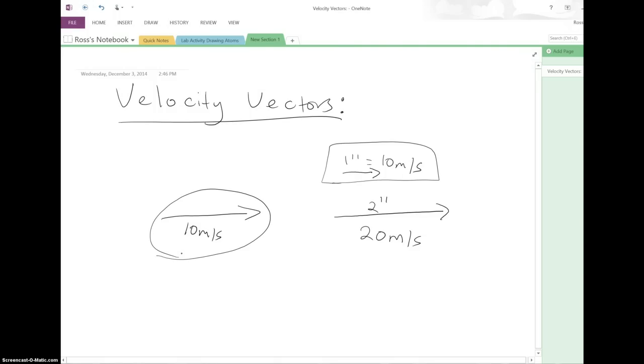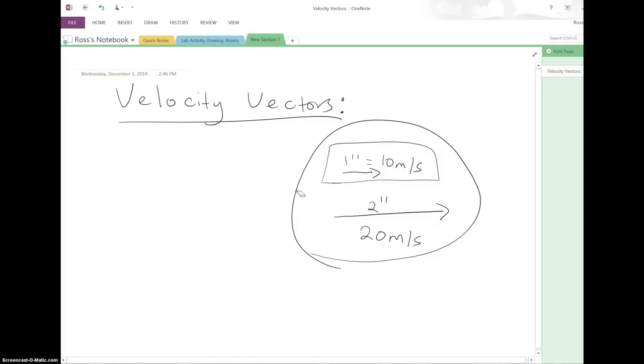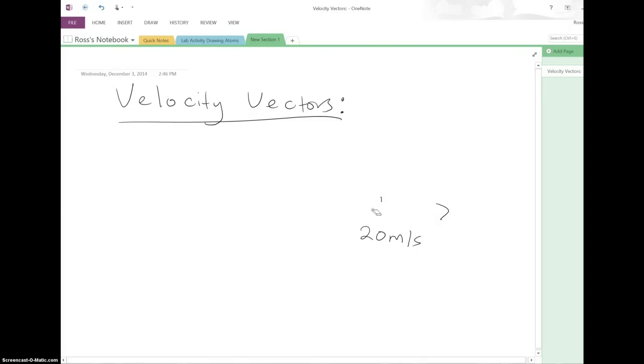So on a quiz or test, you could see a velocity vector that looks like this, where I give you the actual velocity, or it could look something more like this, where I give you the key, and then you are responsible for multiplying out 2 inches, 2 times 10, 20. Either one could show up. So now let's do a practice one or two. I'm going to erase this stuff. We're going to do the more complicated way just in case that shows up on a test.